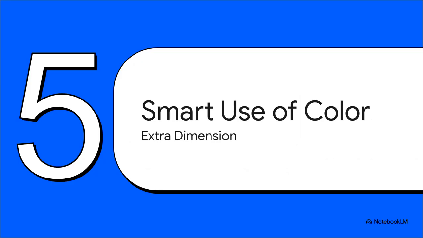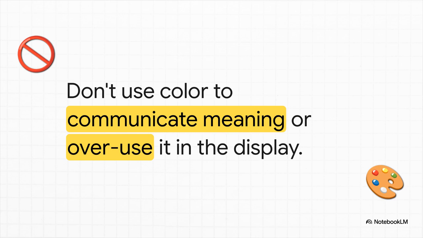Section 5. Smart use of color. Color in UI design is not just about making things look pretty. It's an extra dimension used to help the user understand complex information structures and to highlight those exceptional events we just talked about. However, there are 2 massive pitfalls you absolutely need to avoid.